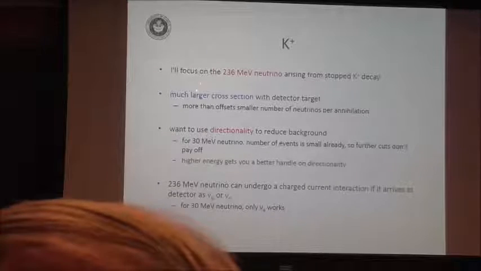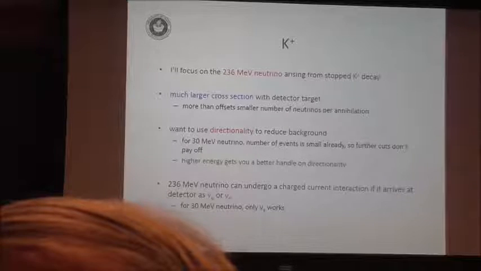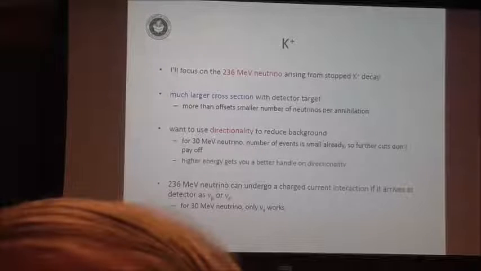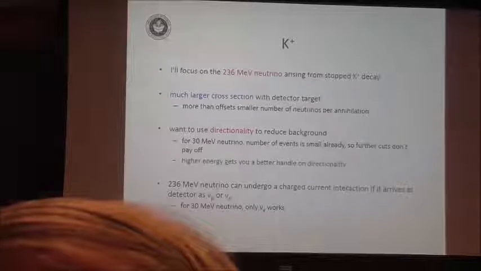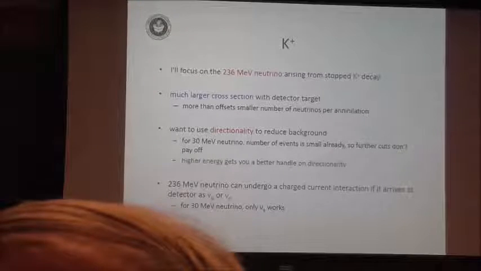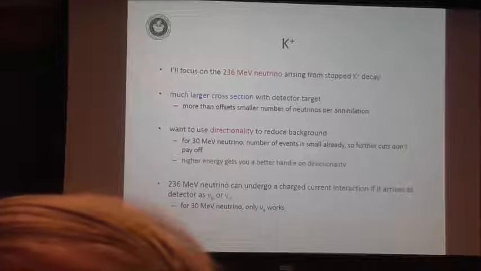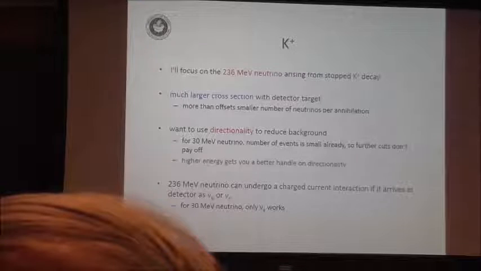One is because, again, not for coherent, but for a charged current interaction where you're getting an electron out, you're going to get a much larger cross section for a high energy neutrino scattering off your detector than for low energy neutrinos. And so essentially, the larger effective area of your target more than offsets the smaller number of neutrinos you produce per annihilation.